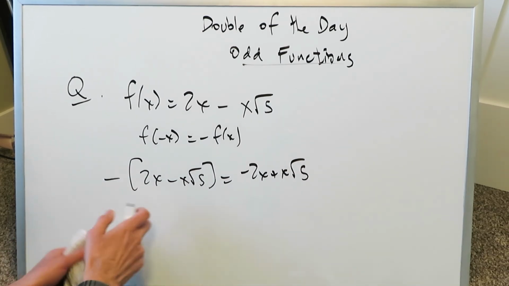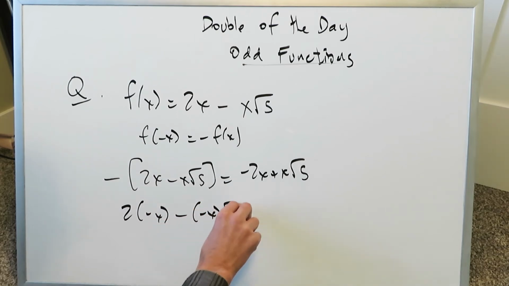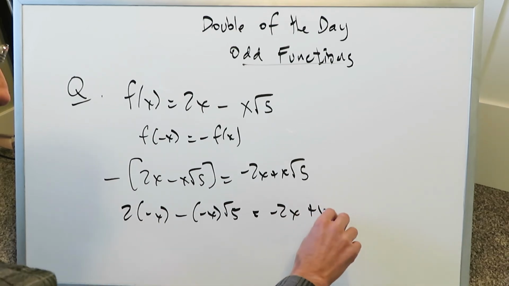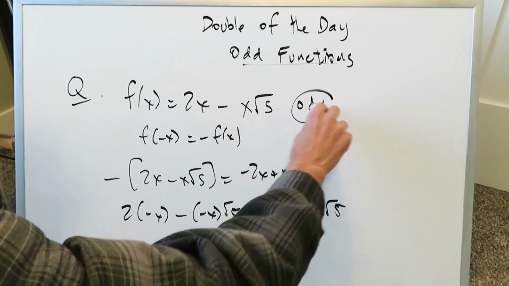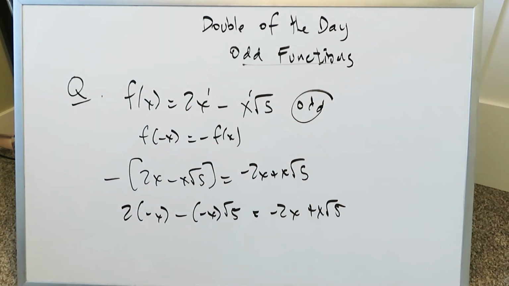We'll do 2 times minus x minus x root 5, and you will solve this out. You'll have a minus 2x, and here you'll have a plus x root 5, and this is indeed an odd function. Why is this odd? Look at these exponents, they're to the power of 1. And I told you, if it's to the power of 1, it's generally going to retain the odd function character, so this question has been solved.